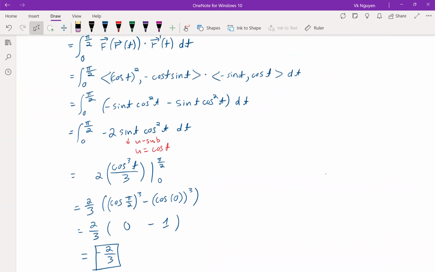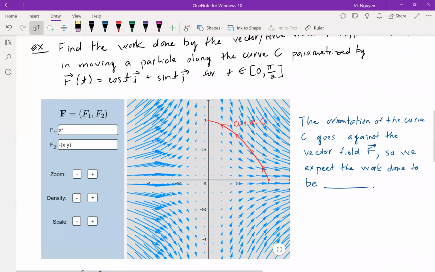As you can see, it does explain when you sketch out the vector field and the curve C. The orientation of the curve C goes against the vector field. Therefore, the work done is negative.